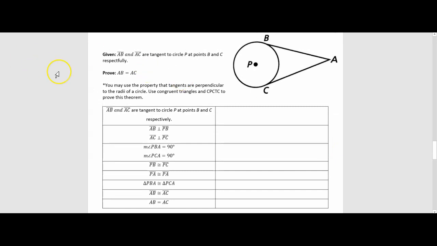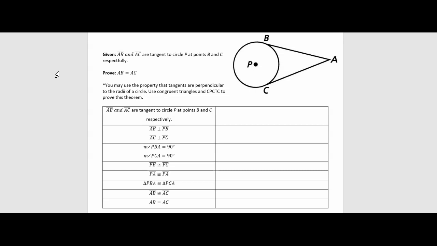Okay, so it says given segments AB and AC are tangent to circle P at points B and C, respectively, we want to prove that AB is equal to AC. So we're proving one of our theorems above, right? If we have two tangents drawn from the same point, drawn from point A, then we know that those tangents will be congruent or that they'll be equal. Either one basically means the same thing.